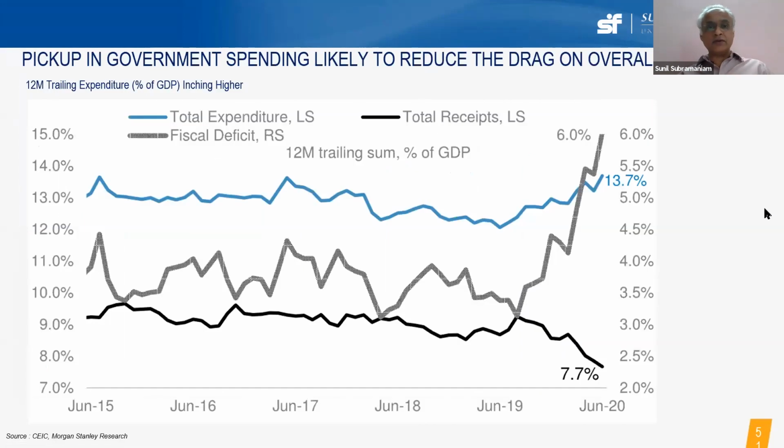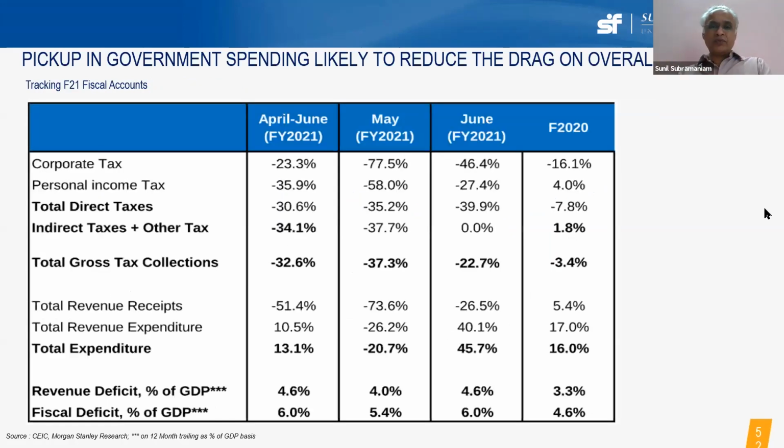What is the constraint? You can see that the expenditure blue line has been going up, average around 13 to 14%, but the revenue line, the black line, has been coming down by 7%. As a result, the gap between the revenue and the expenditure, the fiscal deficit, has been shooting up, thereby constraining the arms of the government, because last full year we had a 4.6% fiscal deficit. Just in this quarter, we have already breached 6%.